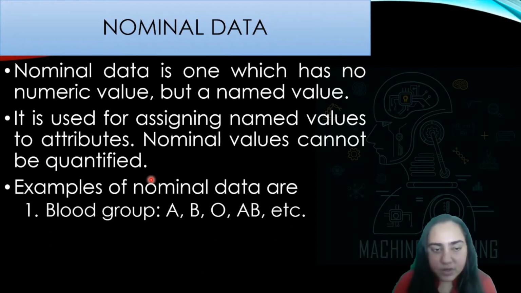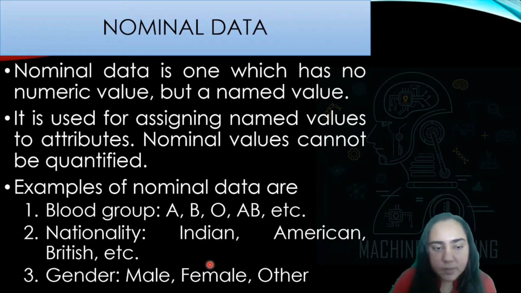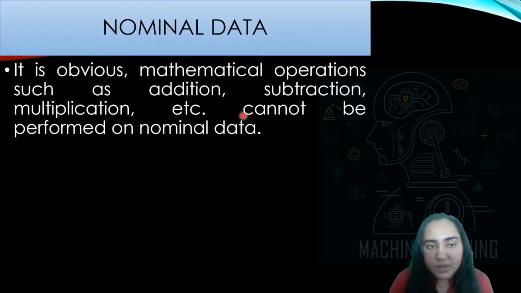So you can have blood group, which cannot be quantified. It is qualitative: A, B, O, AB. Those are all blood groups. People's nationalities like Indian, American, British, those are also nominal data. Gender like male, female, other, they are all nominal data. And it is obvious that if you want to apply all the mathematical operations like addition, subtraction, multiplication, you cannot do that on nominal data because they are not numbers.